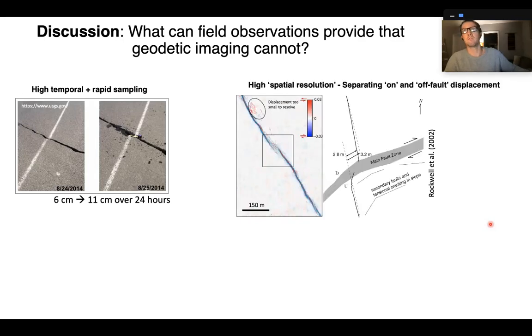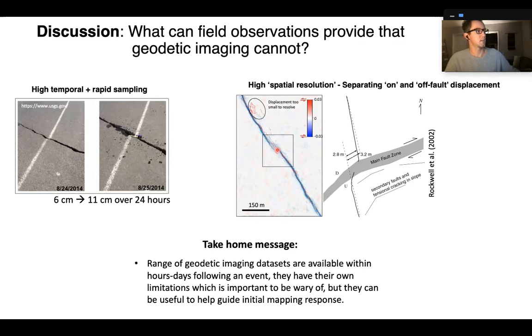Also, field observations can provide very critical information in being able to separate the on and off fault deformation. And so like I showed here, the optical strain or displacement maps have a difficult time in separating fractures that are very closely spaced together or have low amounts of displacement. And so field observations can help with this problem.